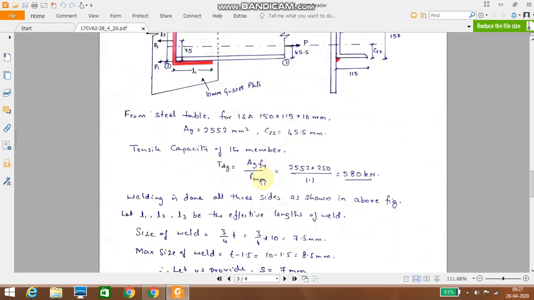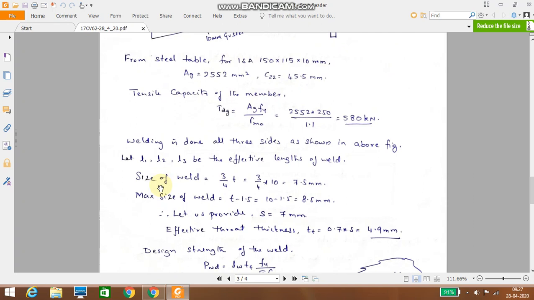Now you calculate the tension capacity of the member. TDG equal to AG FY by gamma m naught. Upon substitution we get 580 kilonewton. So as shown in the figure, welding is done on all the three sides. Let L1, L2, L3 be the effective length of the weld.